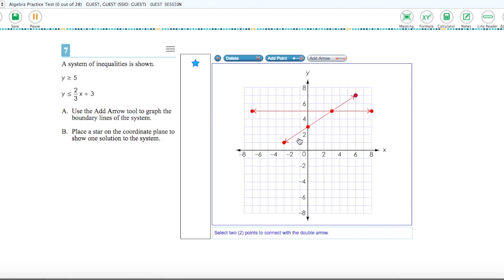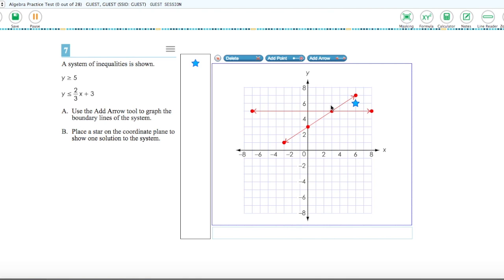2/3 x, y is less than or equal to 2/3 x plus 3, and our y is greater than 5. If you remember, y is greater than 5 was shaded all up here. The 2/3 x was shaded down here. And now we need to place our star anywhere in this area between the two.